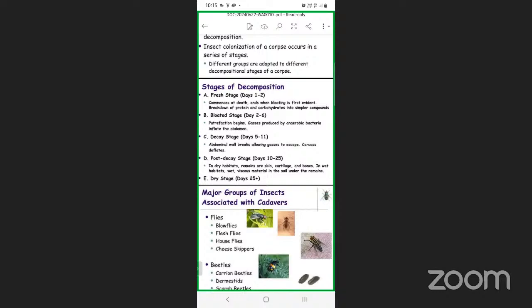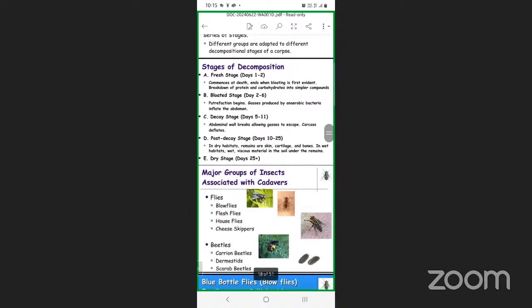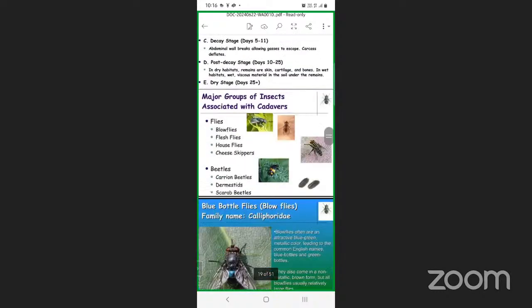Decay stage will be 5 to 11 days. The abdominal wall breaks, allowing the gases to escape. The carcass deflates, and the post decay stage will be considered from 10 to 25 days. In dry habitats, the remains are skin, cartilage, and bones. In wet habitats, there is wet viscous material in the soil under the remains.